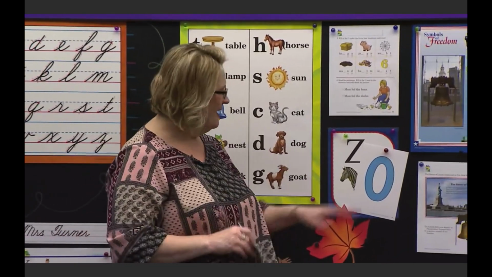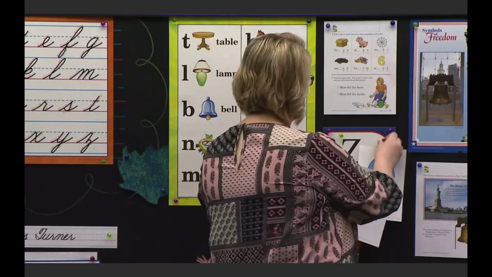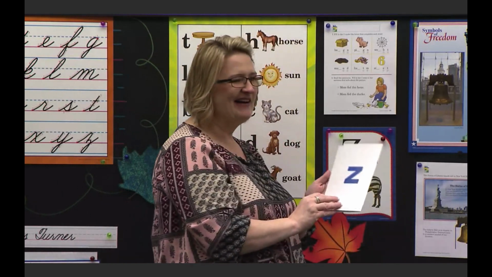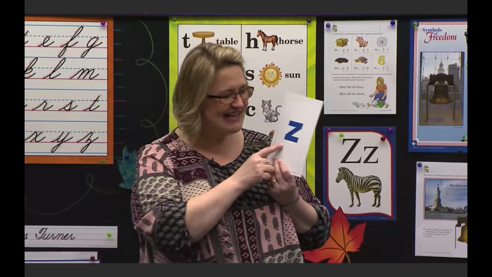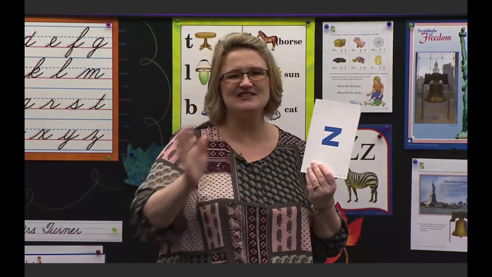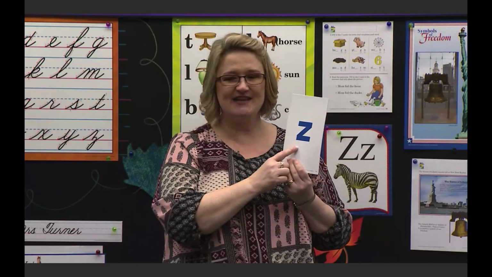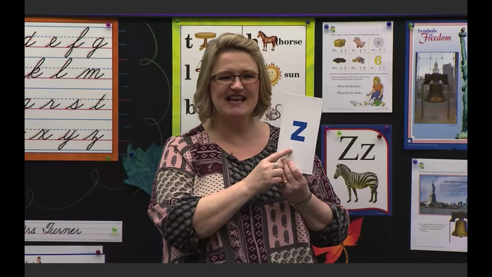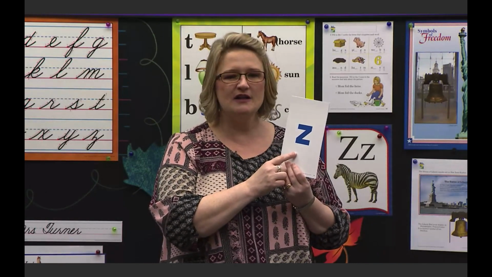So let's look here. This is zero. Everyone say zero. Zero. So let's look. Oh, I have little Z. Say hi, little Z. Hi, little Z. This is little Z. He looks just like capital Z, except he is smaller. He is what? Smaller. Good.